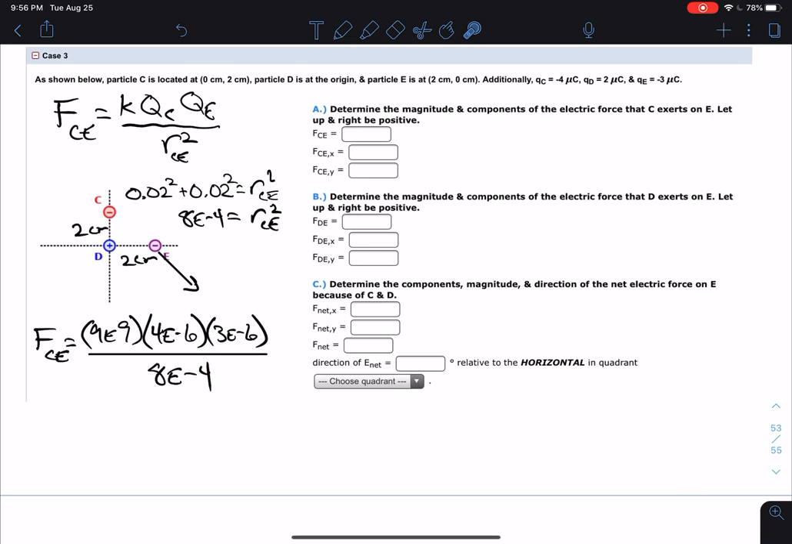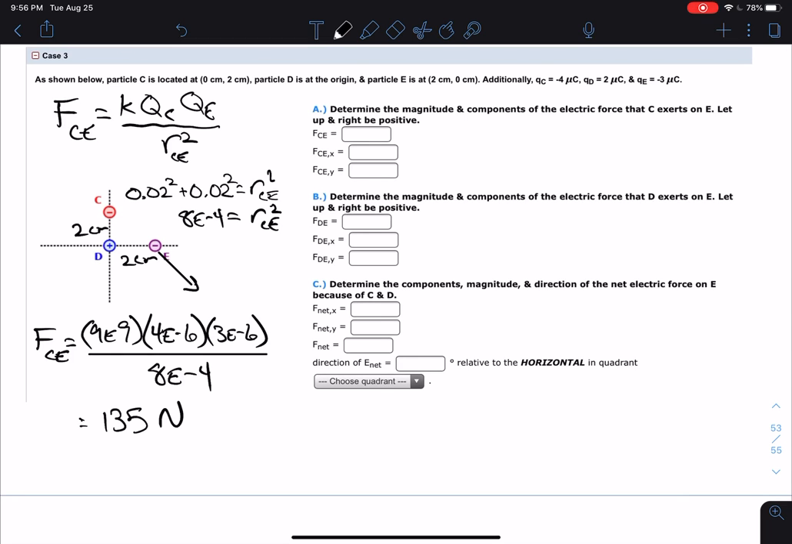It's in square meters. And so if I type this all into my calculator, I'm going to do that real quick. I get 135 newtons. So now I know the magnitude. Once I know the magnitude, okay, now I can go through and figure out the components.